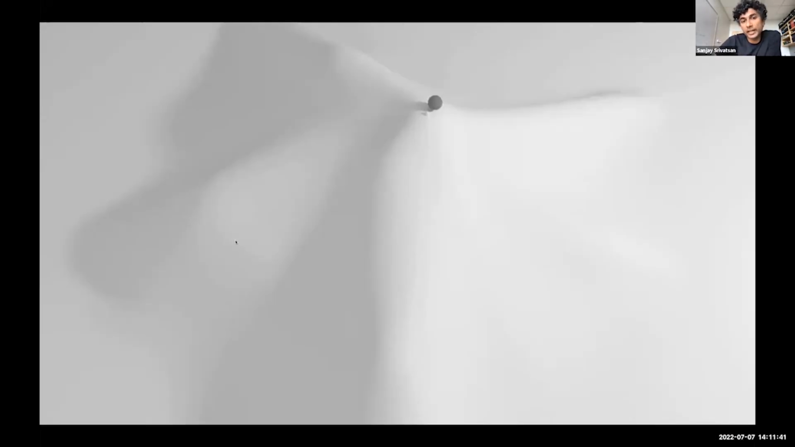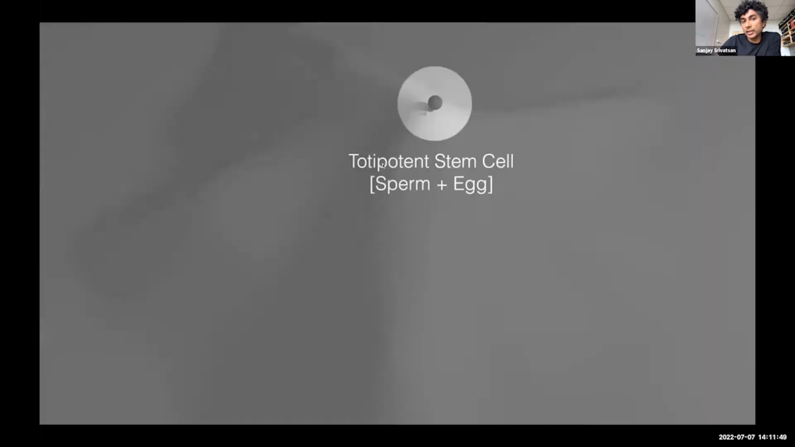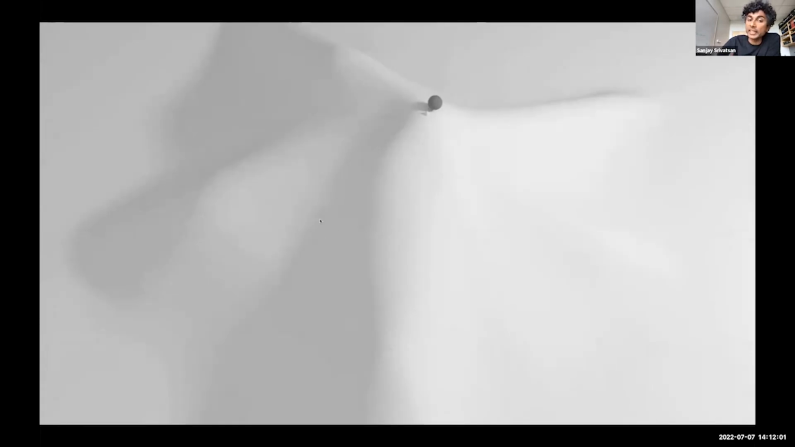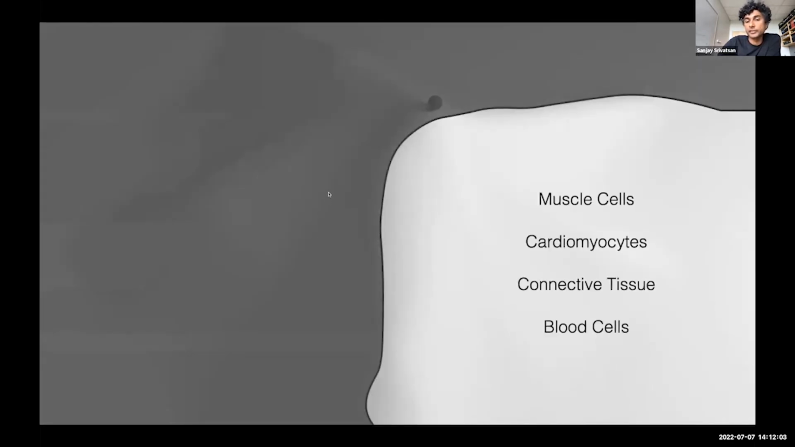And many scientists like to abstract this process as this single cell sitting on a landscape. So here we have this cell represented as a ball. That cell is this totipotent stem cell where sperm and egg come together, and this cell can give rise to all the different tissues in our body. The way we think about this landscape is that each of these different regions represents a different set of tissues that this stem cell can go into. For example, if this ball rolls into this area, it'll form muscle cells, cardiomyocytes, connective tissue, and blood.